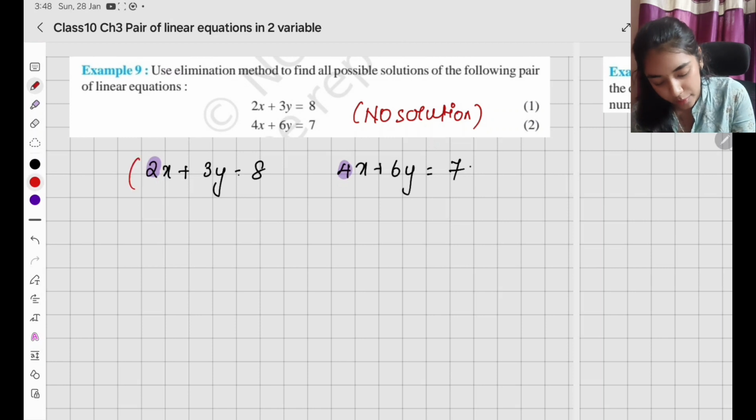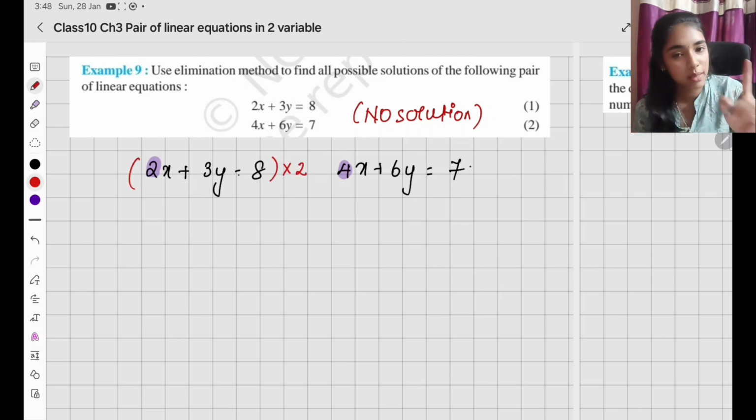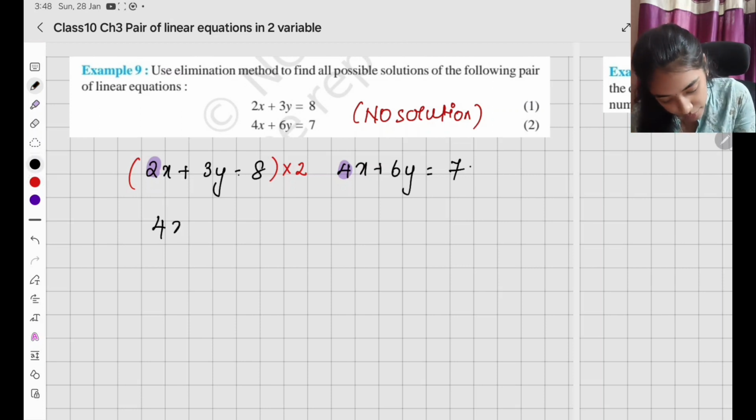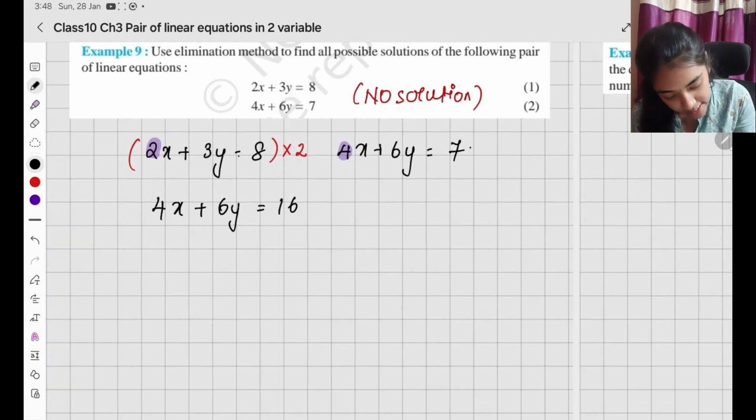So what am I going to do? I'm going to multiply this whole equation by 2. ஏனா eliminationல என்ன பண்ணோம்? ஒரே நம்பரா மாத்தி I have to subtract. Correct? So when I do that, I have the first equation becomes 4x plus 6y equals 8 2s are 16. And the second equation is going to be as it is. 4x plus 6y equals 7.